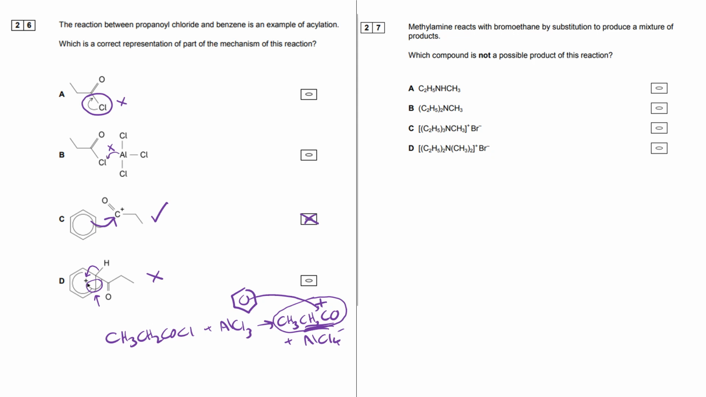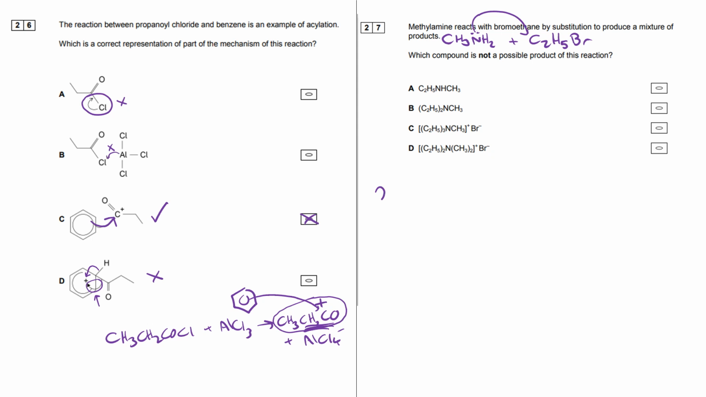Question 27. Methylamine, CH3NH2, will react with bromoethane, so that's C2H5Br, via nucleophilic substitution. You can have further substitution, so what's going to happen here is your methylamine acts as a nucleophile, the lone pair is going to attack the delta positive carbon and the bromine will break off.